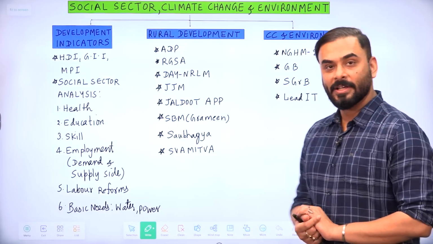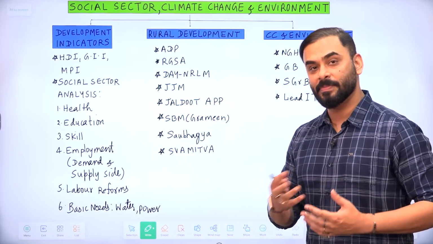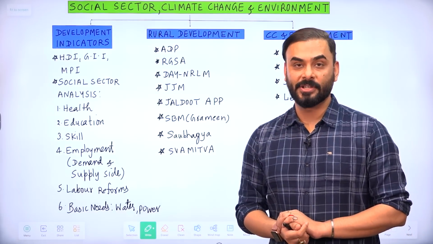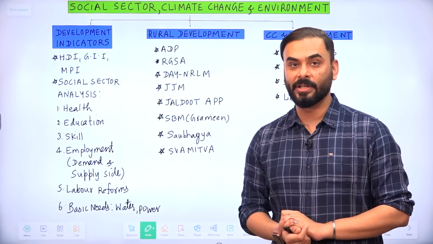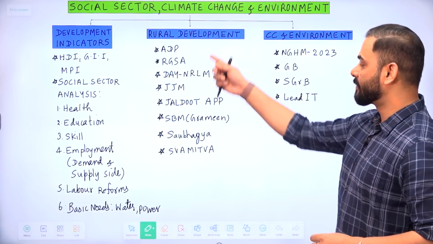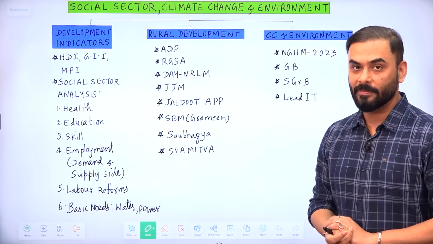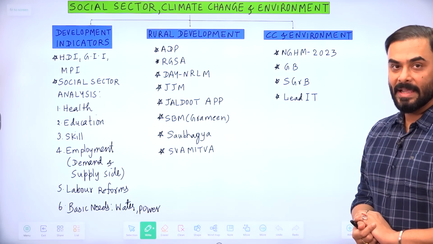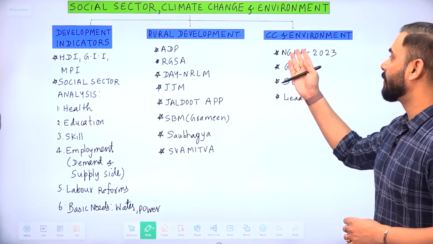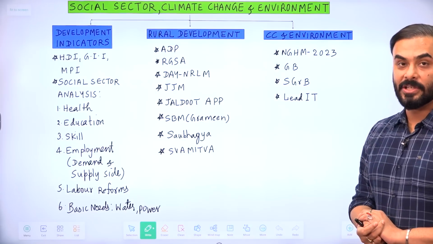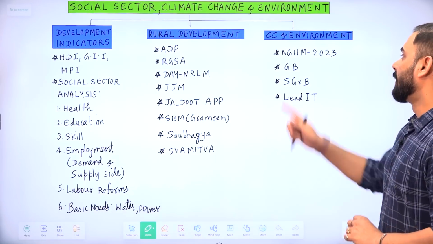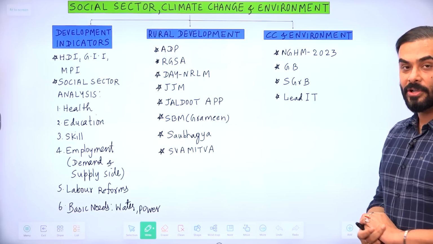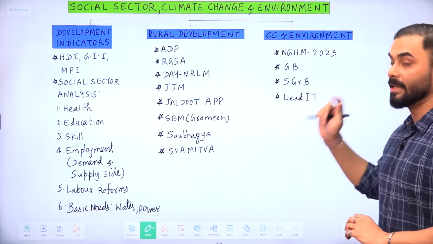Then we will look at rural development and various aspects of rural development in India. So for example, we'll look at Aspirational District Program, National Rural Livelihood Mission, Jal Jeevan Mission, and all these schemes related to rural development. Then we would conclude this lecture by analyzing various steps taken by Government of India for climate change and environment. So for example, a National Green Hydrogen Mission, then something called Green Bond, Sovereign Green Bond, and then LEAD IT.